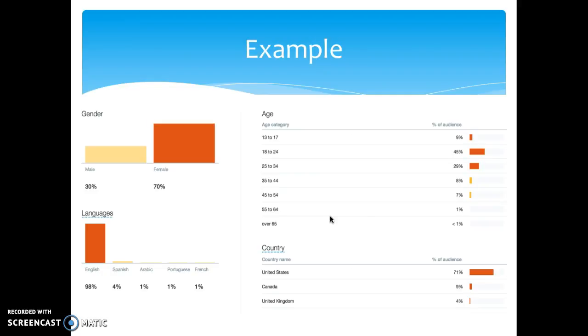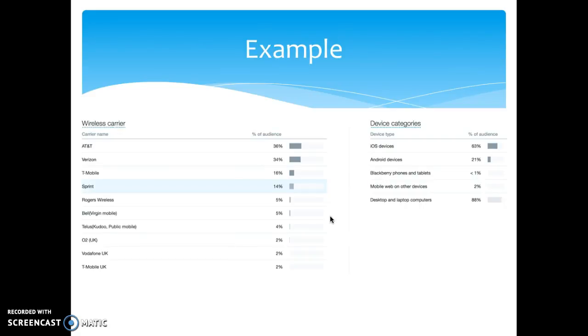Next is an example of a demographics chart. Here I can see that 70% of my followers are female, 98% speak English, 45% are between the ages of 18 and 24, and 71% are from the United States. Lastly, I am provided with my followers' mobile footprint. I see that most of my followers are subscribed to AT&T, and 88% are using a desktop or laptop computer.